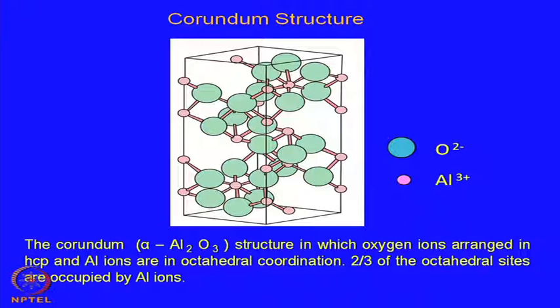Now, if you have the same number of octahedral sites as oxygen, which forms the basic skeleton, then the formula should have been AlO, but it is not. The molecular formula is Al2O3. Therefore, the number of aluminium ions occupying the octahedral sites is actually 2/3, because the ratio is 2/3. So, 2/3 of the available octahedral sites are occupied by aluminium ions, whereas 1/3 remain vacant.